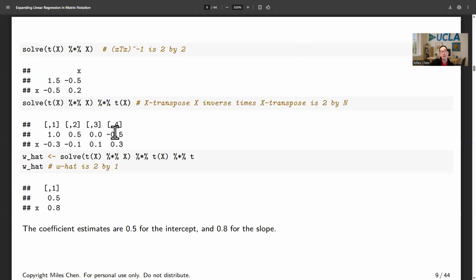And then when I multiply that by t, which is n by 1, we get a 2 by 1 matrix. And so this is going to be my intercept, and this will be my slope. So the result is a 2 by 1. This is my W hat, the estimates of W that minimize the mean squared error, the sum of squared residuals.